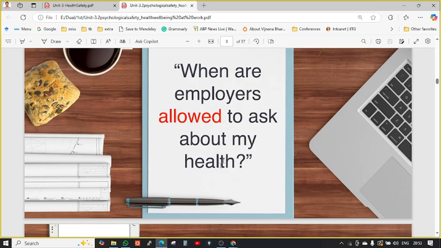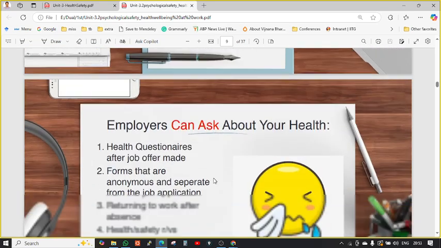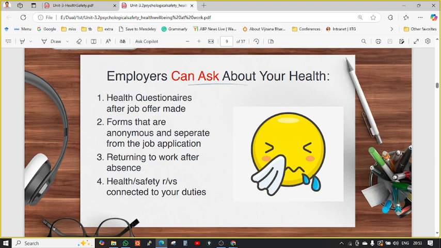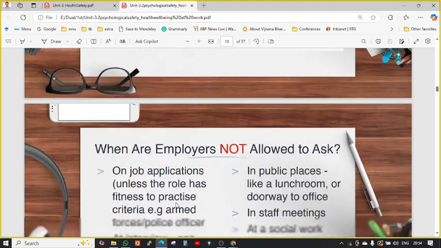Then, employees are allowed to ask about health. Obviously an employee can answer health questionnaires after the job is made, anonymously. These address different safety concerns, because particularly in different institutes they regularly check performance as well as health conditions, mental conditions, and the different tasks going day by day.